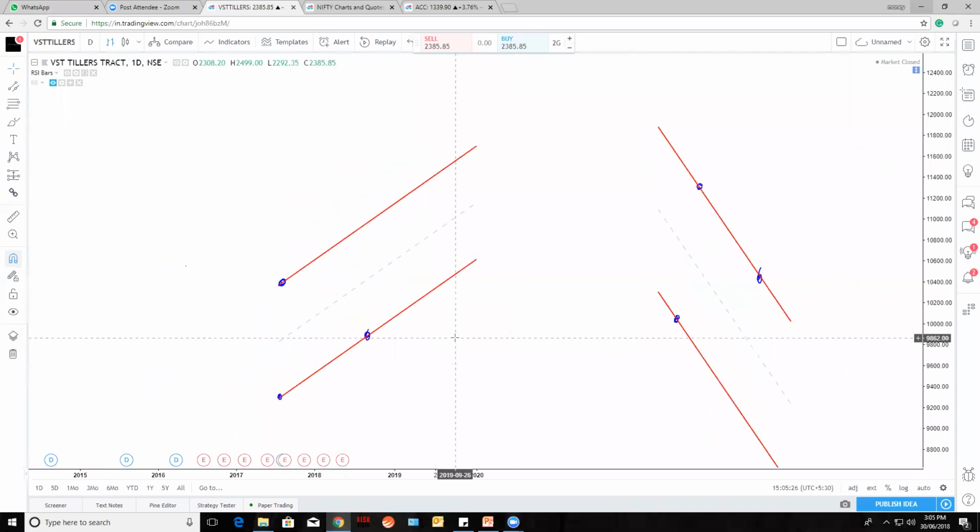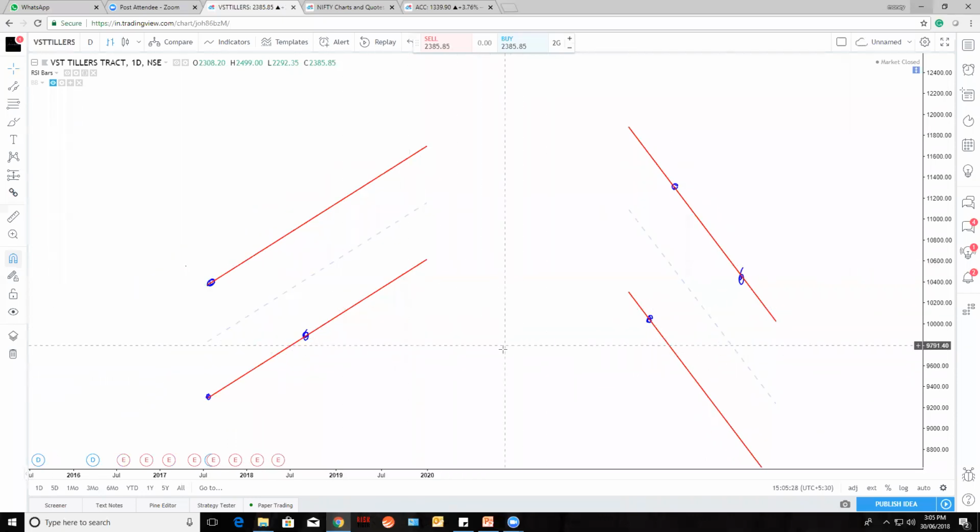Okay, what you require to draw the channel: minimum 2 lower points and 1 higher point for an upward channel, and 2 higher points and 1 lower point for a downward channel. It might be more than 2, no problem, but the minimum requirement is 2.